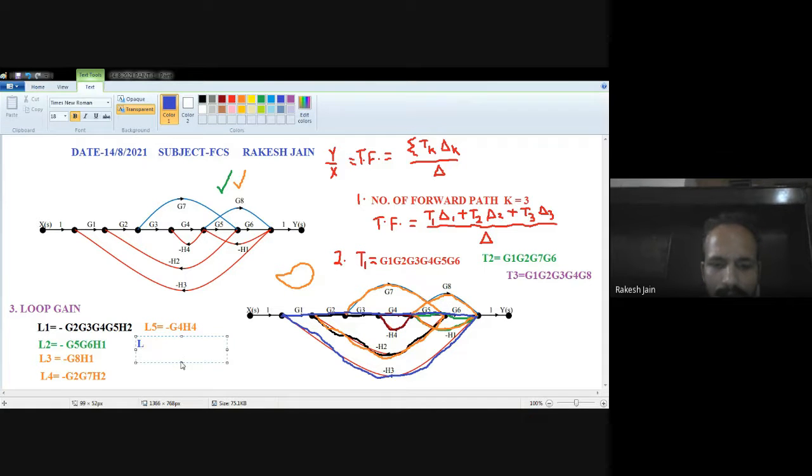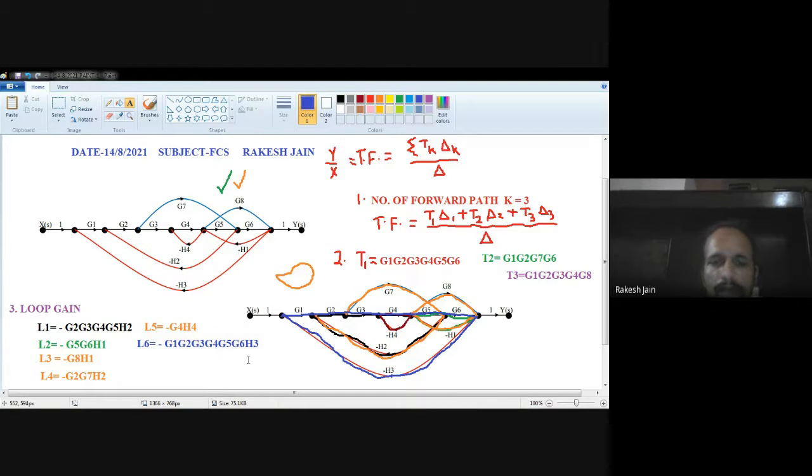What is the sixth loop? Because a minus will be there, so minus G1, G2, G3, G4, G5, G6. And then S3 will also be there. So this one is the sixth loop, the largest loop.